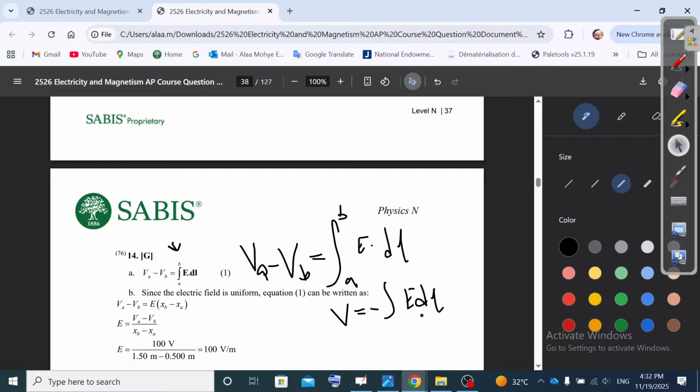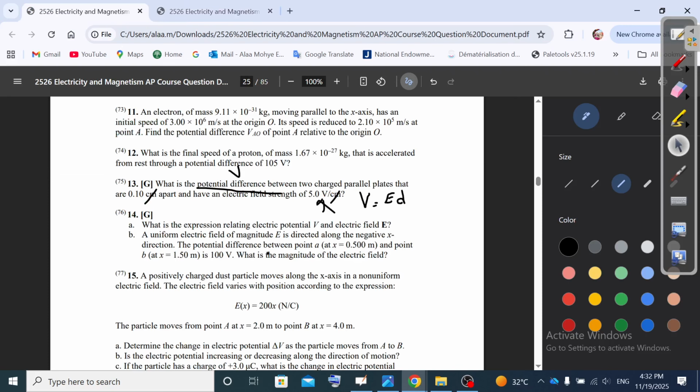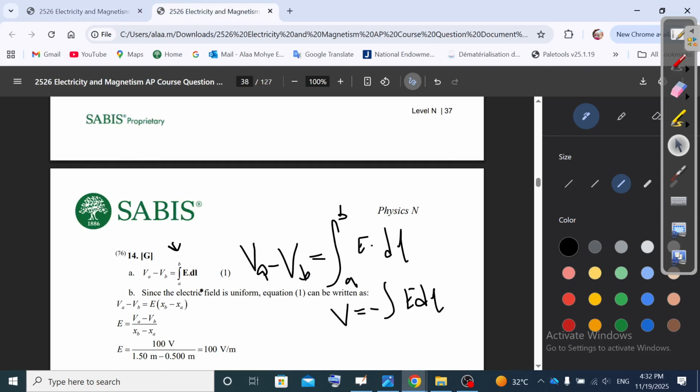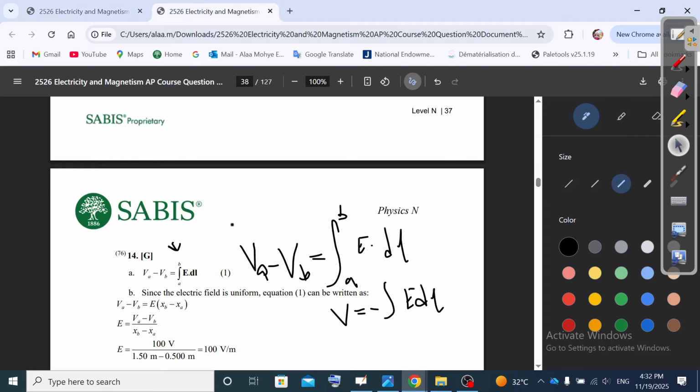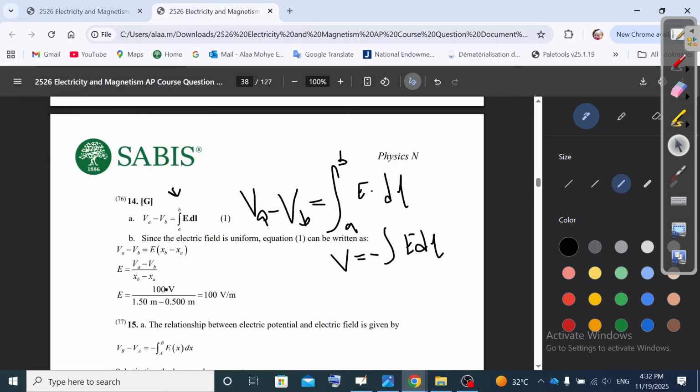It's important to note. So what are they trying to tell you? You find the expression. They want from 0.5 to 1.5 at 100 volts. So the potential difference is 100 volts, and then you do 1.5 minus 0.5, you get 100 meters. Very simple.